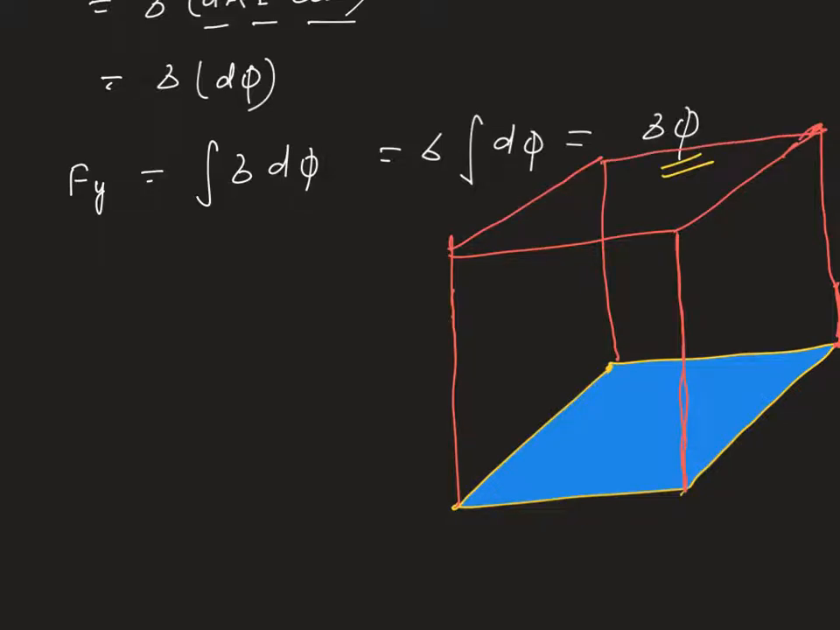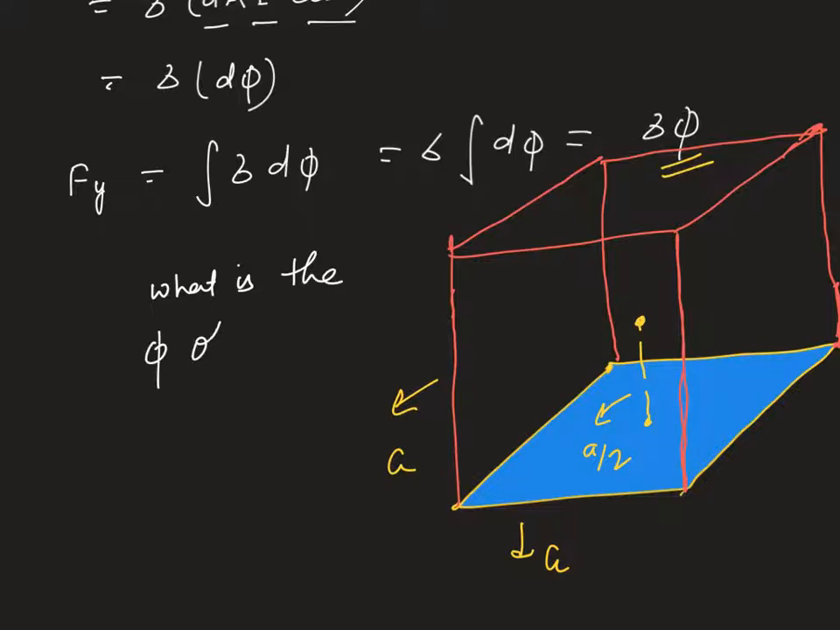So there's a cube around this plate, and you know that the charge was here at a distance of a by 2, where the side of the cube is a, this side of the cube is also a. And the question reduces itself to a very simple thing. What is the flux of Q through the blue surface?